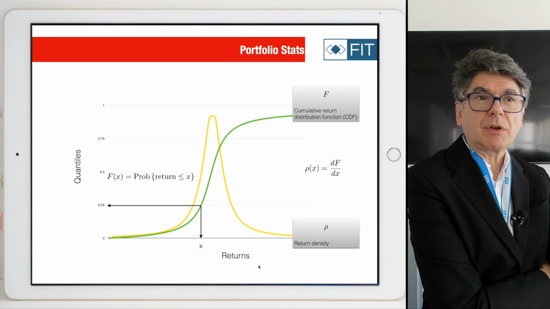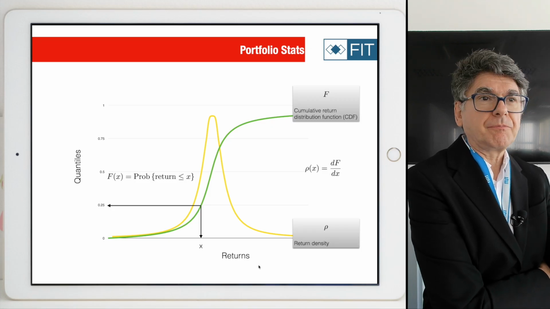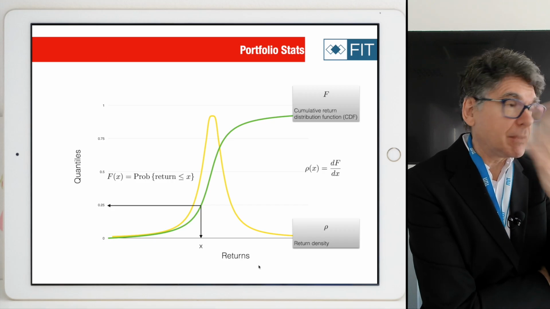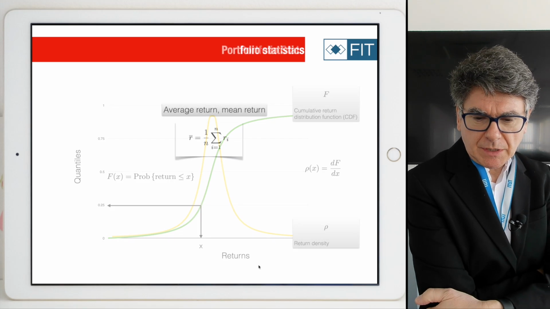We understand both yellow and green. And we know that they are really the same thing. One is the derivative of the other.